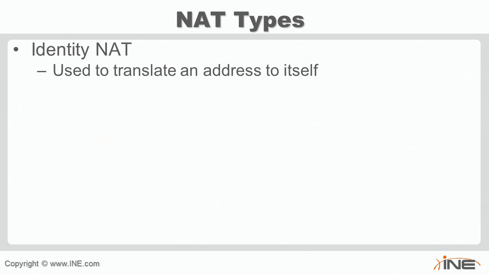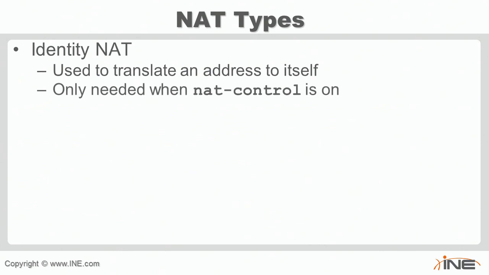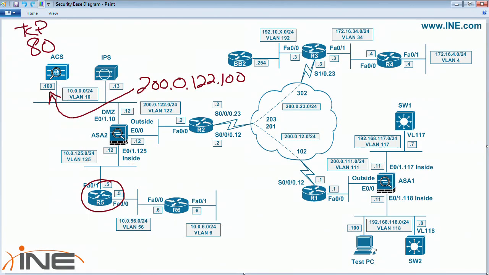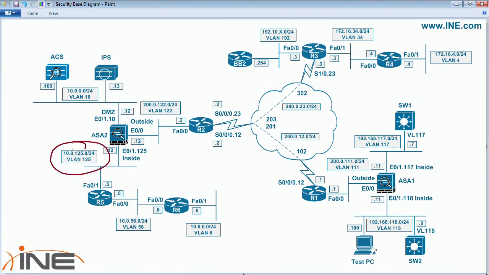Now, typically you would only need identity NAT when NAT control is on, because otherwise there's no reason to do a translation. So if I wanted the hosts on the inside network here, which is the 10.0.125.0, if I want them to send their traffic out and it not be translated, the only thing I need to do is just not configure a translation, because NAT control is off in this version by default. But the problem is now I did configure a NAT rule, so now it's intercepting all of the traffic that's going in that interface.